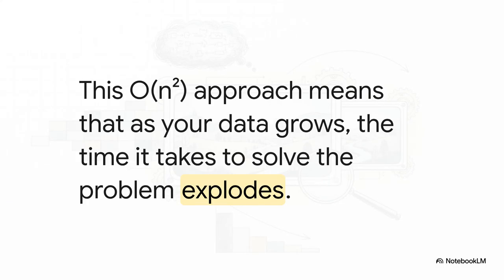So here's the kicker. That nested loop approach has what we call O of n squared, or big O of n squared time complexity. Now, all that really means is that as your list of numbers gets bigger, the time it takes to solve the problem just explodes. It's incredibly wasteful because you're constantly re-adding numbers you've already seen. There has to be a smarter way.